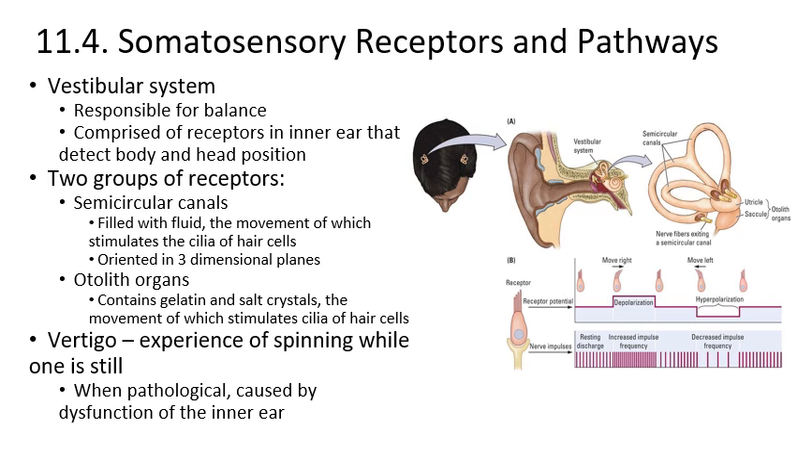And then there's the otolith organs, which contain a gelatinous substance as well as a tip of salt crystal. The movement of this stimulates the cilia of hair cells as well, and also gives information about body position and head position. You might be familiar with vertigo, which is the experience of spinning or the world moving when one is sitting still. This is associated with a number of different disorders, but when it's pathological, so some people have chronic vertigo, this is caused by dysfunction in the vestibular system in the inner ear.